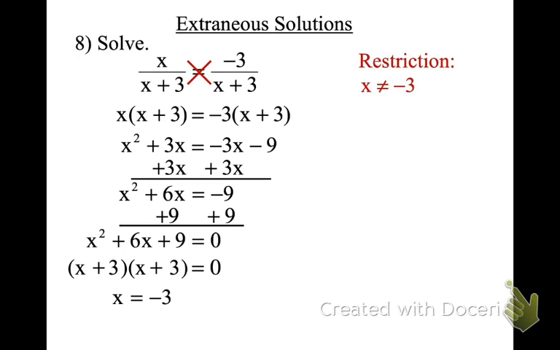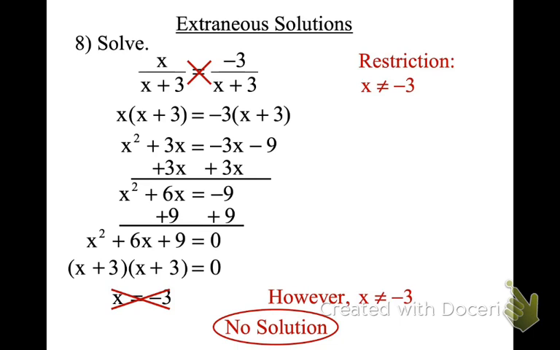But that is our restriction. So what do we say? There's a non-valid answer. What do we say? No solution. You're right, it's a non-valid answer. We say no solution, because negative 3 is an extraneous solution. It works for the math, but it doesn't work for the rules of fractions.